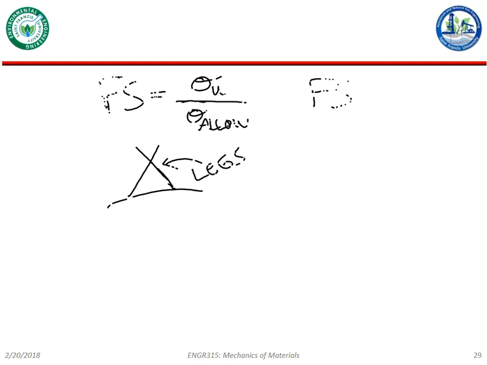Okay, so sigma allow is the stress that these members are actually going to see, and sigma u is going to be the ultimate stress or the yield strength, whatever we're going to be comparing that against. If we have a factor of safety less than 1, what does that mean? Not good. Why not good?